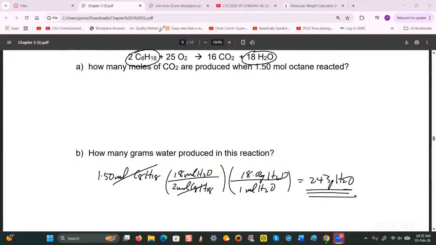All right, 243. 243 grams, yeah. Okay, is it okay for me to clear this? Yeah.